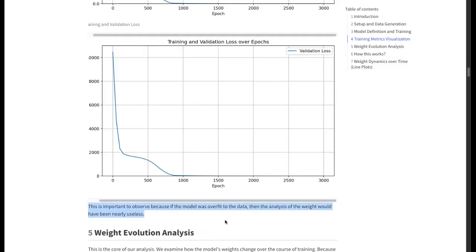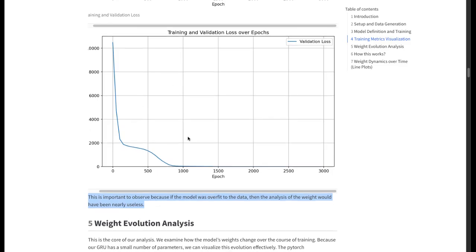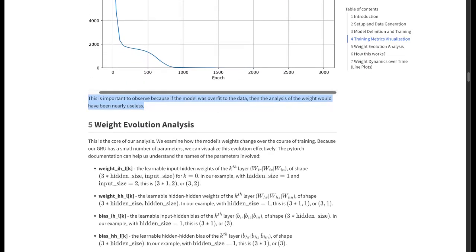As I said, this is important to observe because if the model was overfit to the data, then the analysis of the weights would have been nearly useless. So this is really, really important. The model did generalize, so we can study it and we can learn something about it.